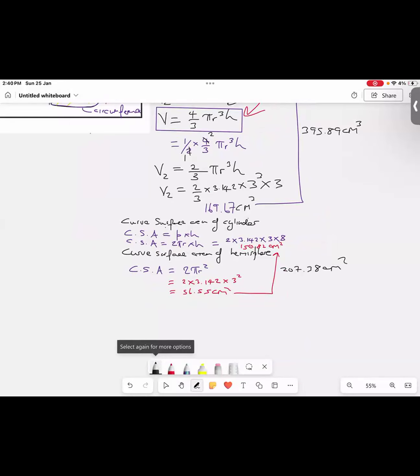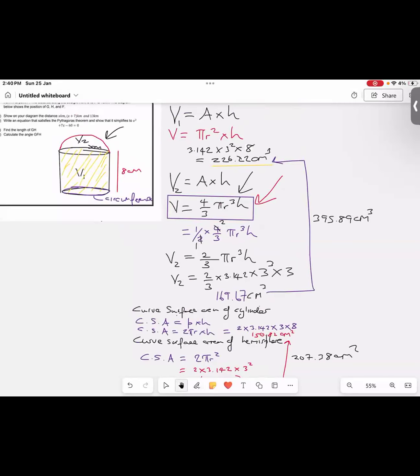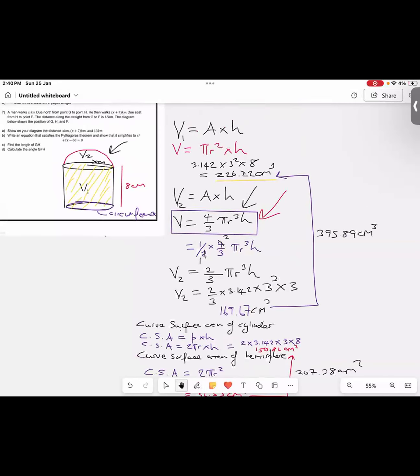And that is squared centimeters, okay? So sir, I see you add 169.67 to what? And I see at the side 395.8, and I'm not seeing the top part. So added it to 226.22. So these are two separate calculations.